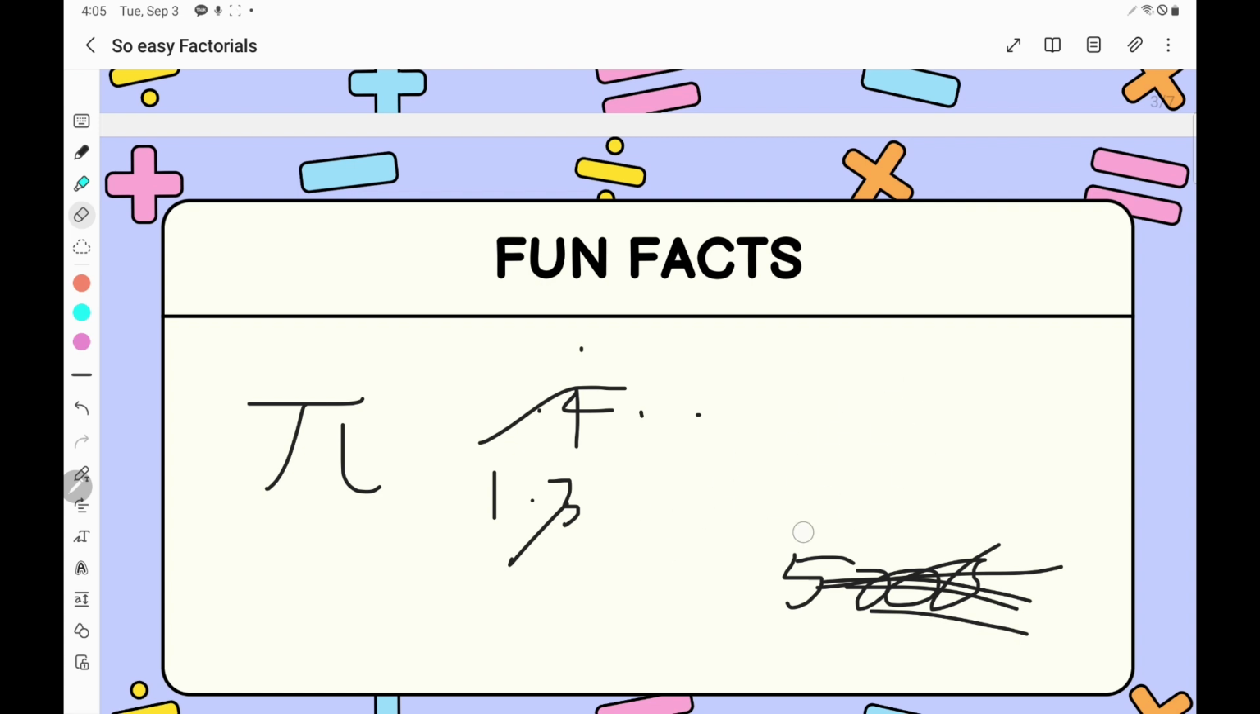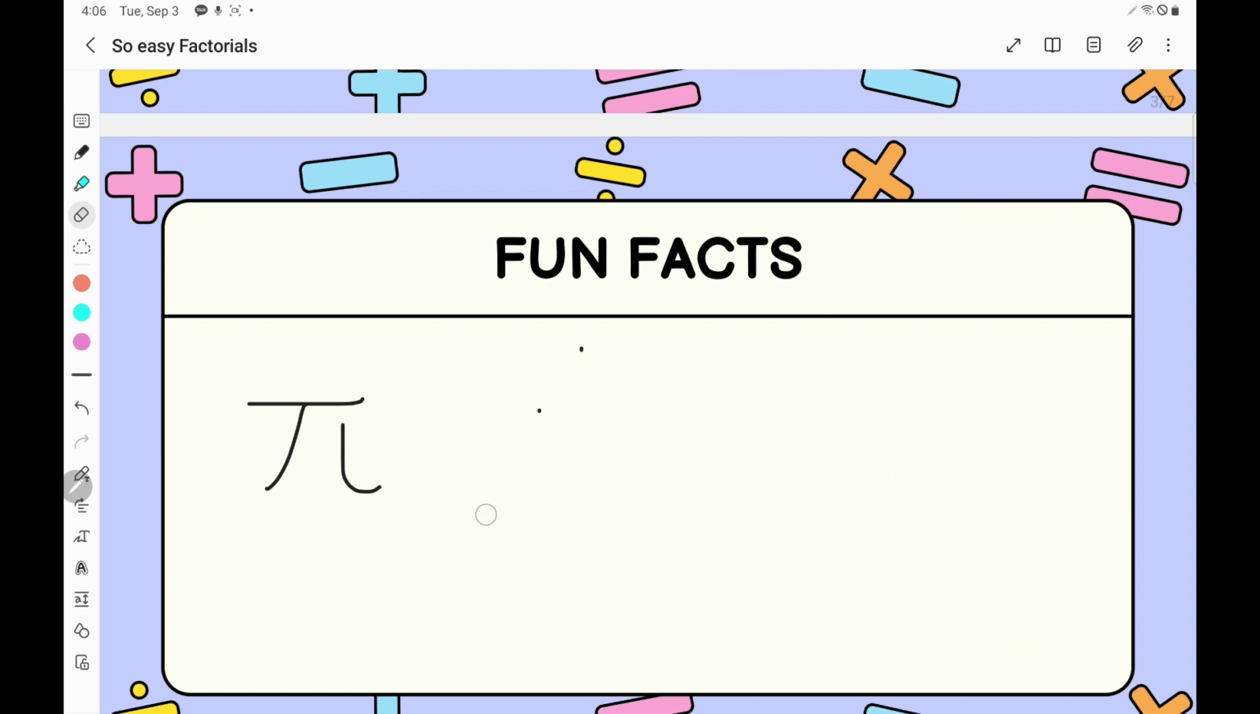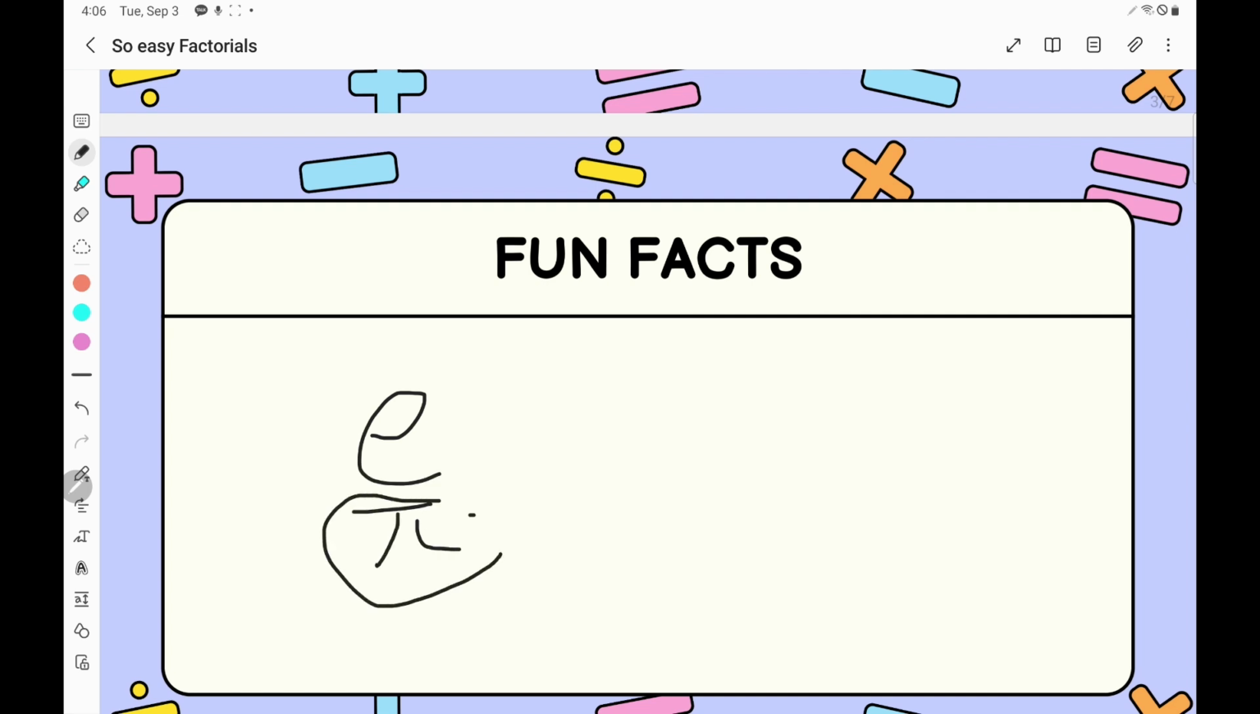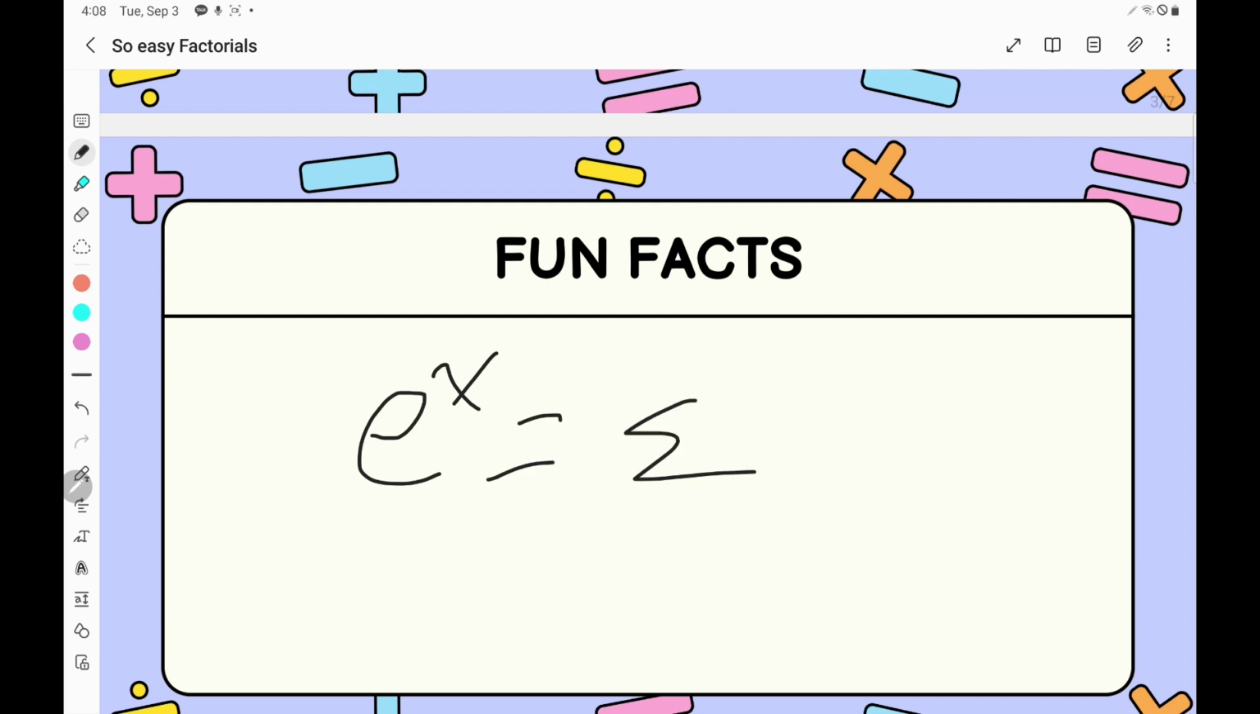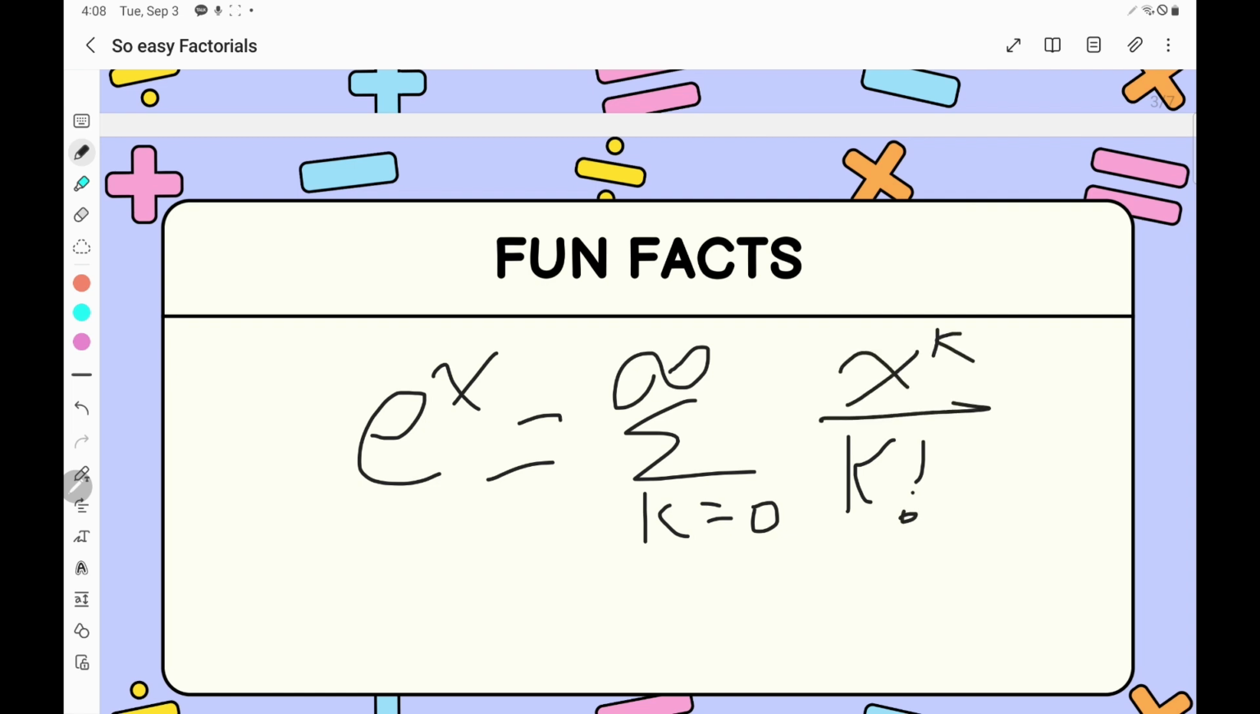So, besides this, we know that we have another way to calculate pi, and we know another way to calculate e. Well, we could calculate pi by Buffon's needle problem, but apart from that, I can calculate e. I found it. e to the power of x equals the sum from k equals 0 to infinity of x to the power of k, over k factorial.